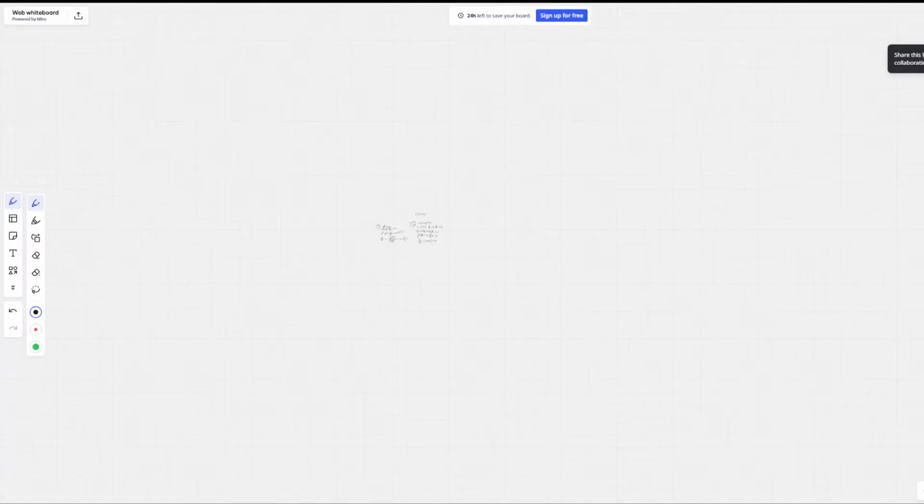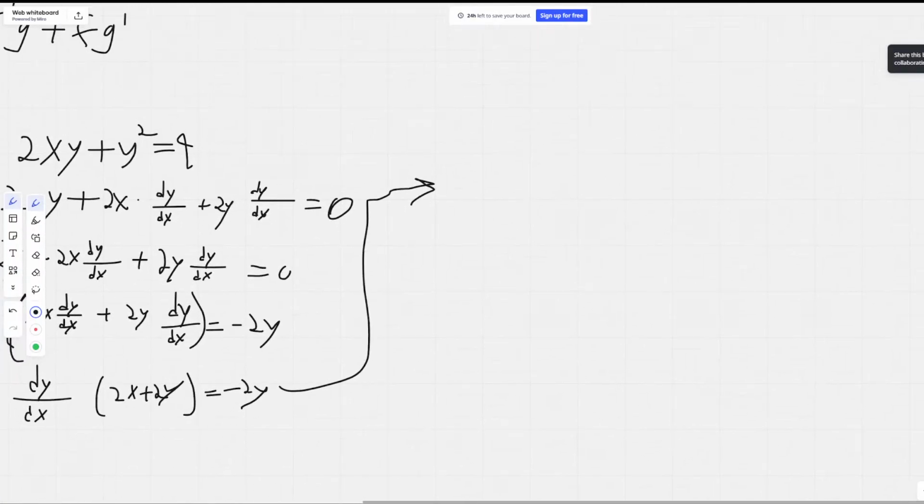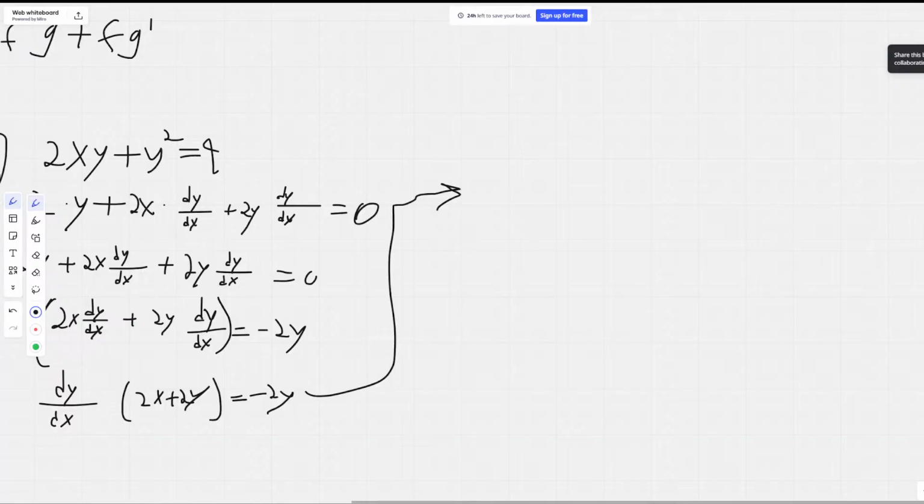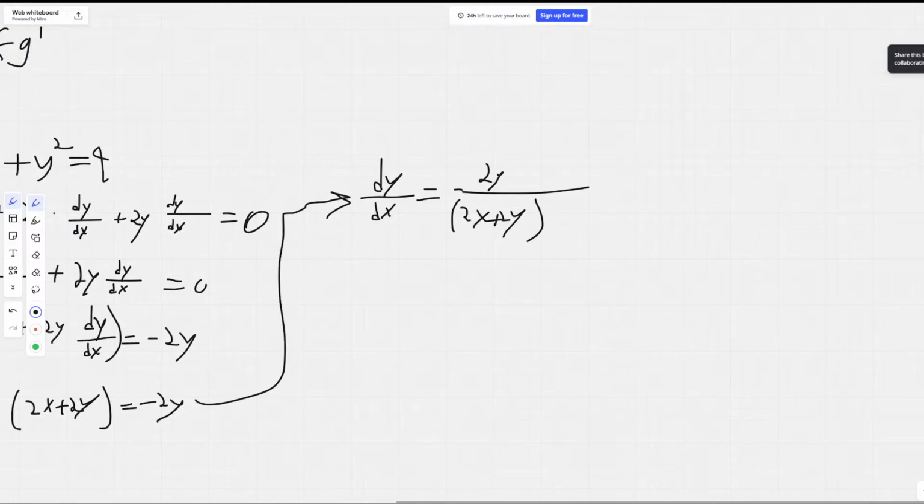So I have all the space in the world. Might as well just bring it over, because it means nothing to do it any other way. Or this way, really. dy over dx would then equal negative 2y over 2x plus 2y. Well, twos. Writing 2 with a mouse is not my forte.